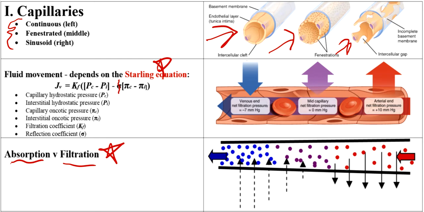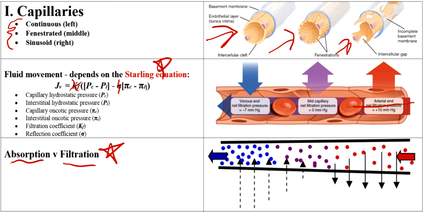So, looking at the Starling equation, you don't really have to worry too much about the reflection coefficient, except on cell physiology tests. This KF thing, you don't really need to worry about. That's more of a property of the membrane that you're trying to pass through. But these other four things are really important. And so what it is, we have a pressure inside the capillary.